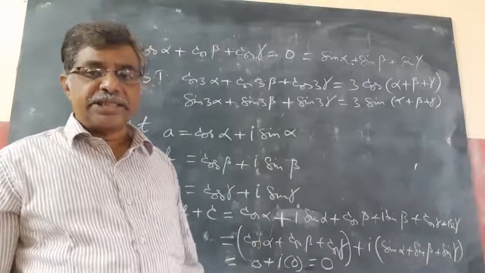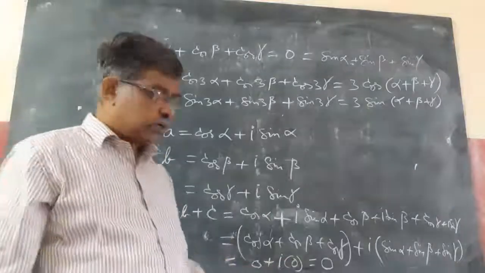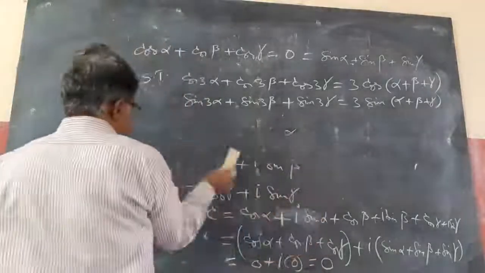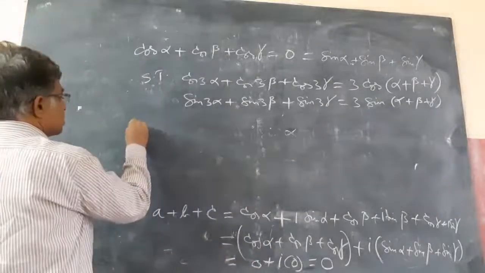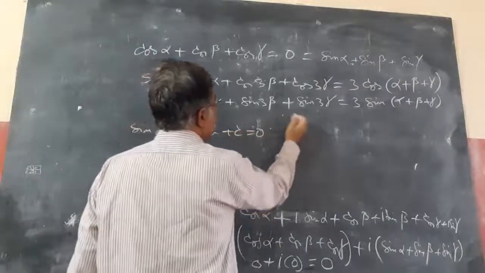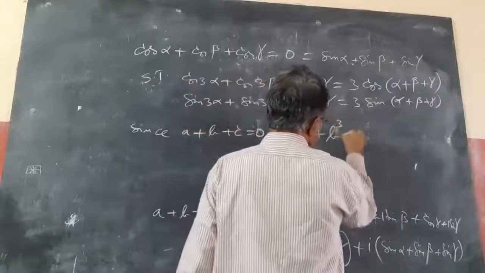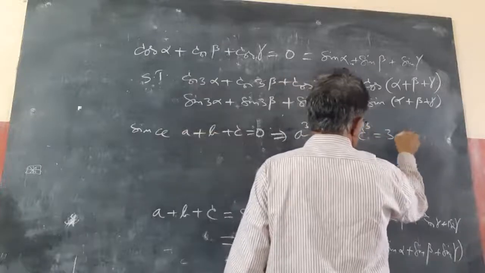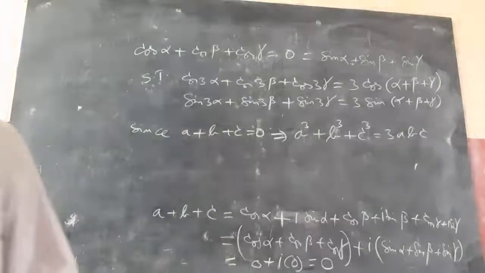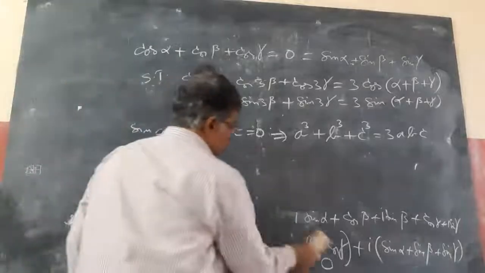Whenever A plus B plus C is 0, you know an identity from your 8th class. What is that? A plus B plus C equal to 0 implies A cube plus B cube plus C cube is always equal to 3ABC. Since A plus B plus C equal to 0, we have A cube plus B cube plus C cube equal to 3ABC.